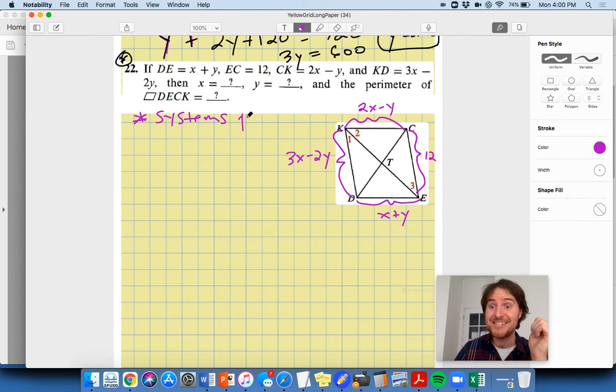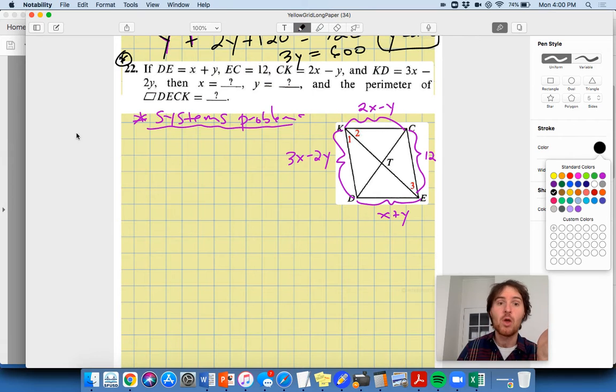This is going to be a systems problem, okay? A system of equations is defined as two or more equations that share the same variables. So here we can set up two equations, and they're going to share the same variables. What are the variables? X and y. And what are the equations? Well, we need to set up those equations here, okay?